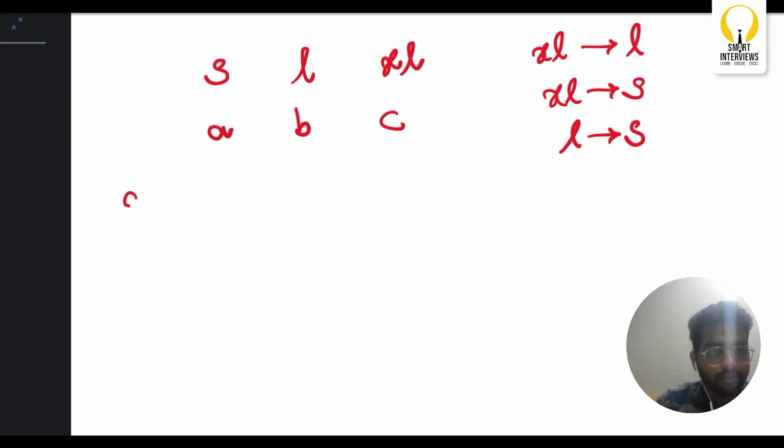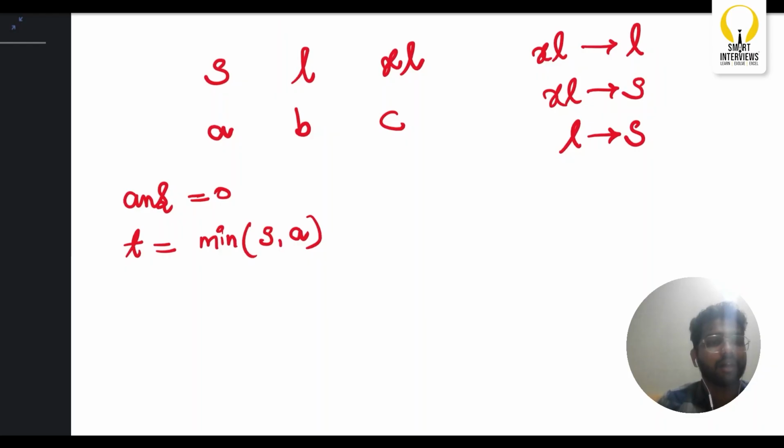Let's say my answer is initially 0, and let's say there is a temporary variable T which will store the value. If it is 10 and 15, I will take the minimum, right? And same thing goes, if there are 15 S t-shirts and there are only 10 people, then also I can only give to 10 people. So I'll simply take the minimum of S comma A, right? And if that is the case, the number of happy people currently is T people.